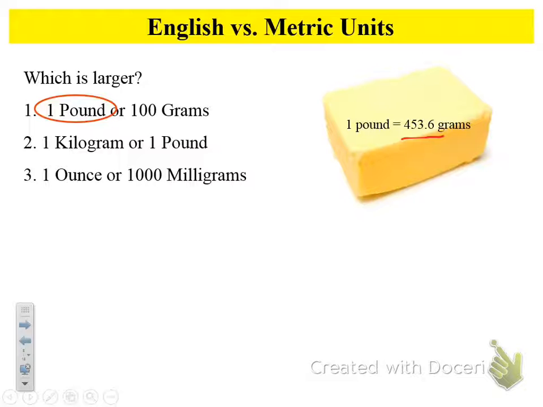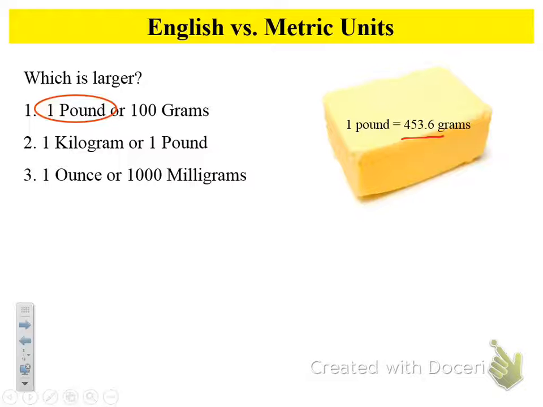Okay, so we're filling in number 1 and number 2 together. 1 pound equals 453.6 grams. That is a lot. Okay, number 2, 1 kilogram or 1 pound. Which one do you think is bigger? Give me a thumbs up if you think 1 kilogram. Give me a thumbs down if you think 1 pound.